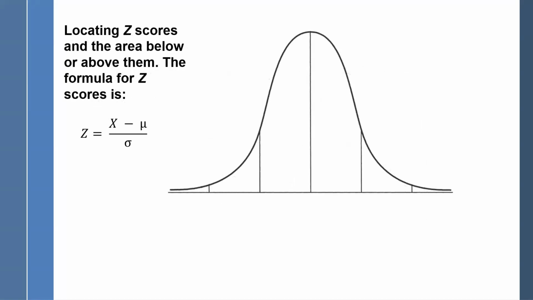Here's the formula, and all that you do is you take each individual score, subtract the mean from it, using the population mean if you have it, although SPSS will perform this function, calculating the z-score using the sample mean and sample standard deviation.